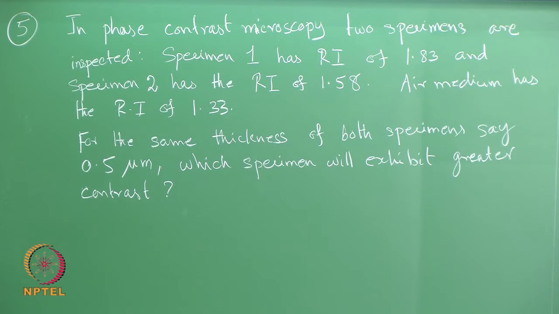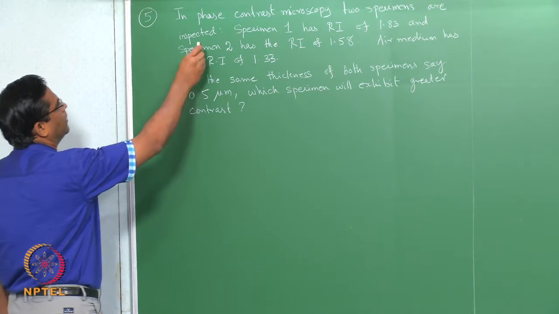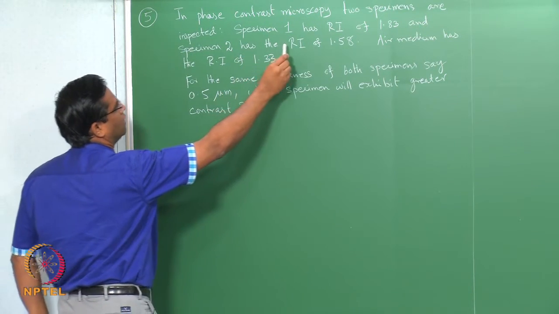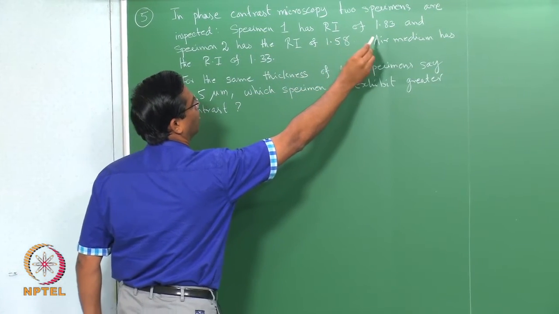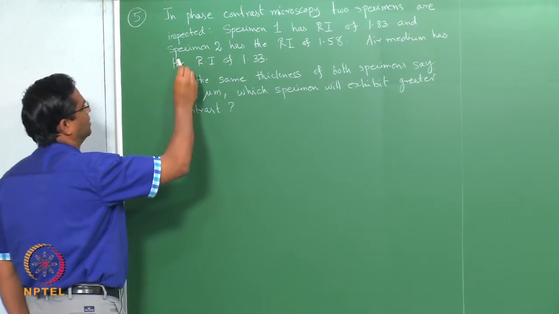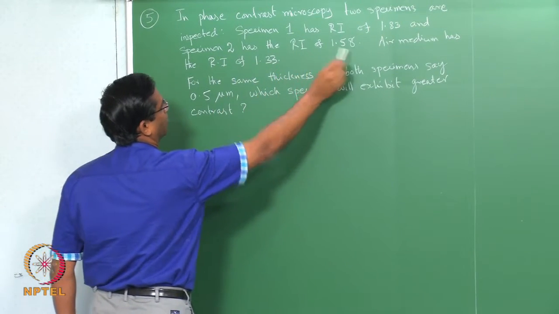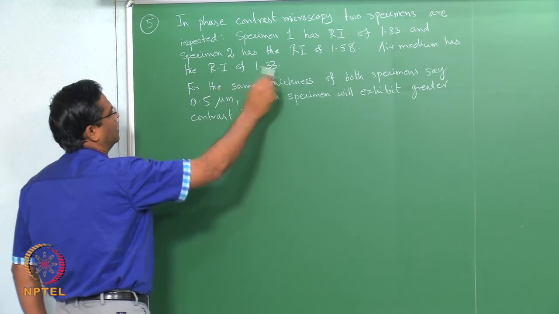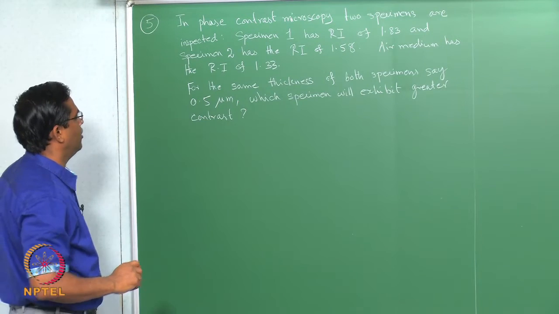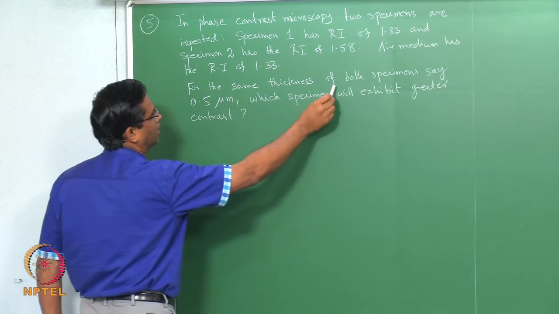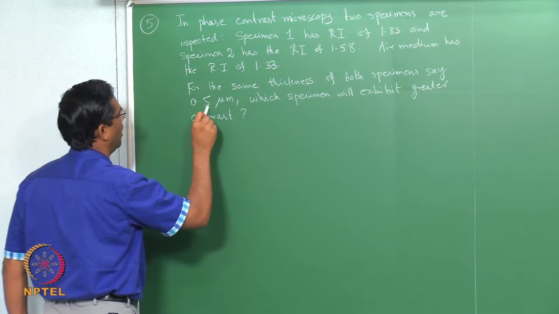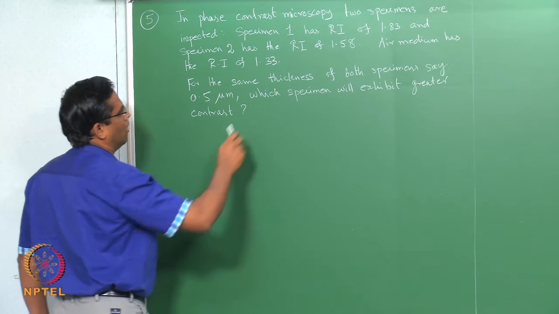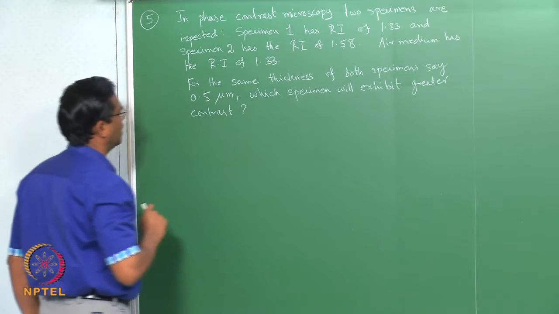So, this problem is involving the phase contrast microscopy principle. In a phase contrast microscopy, two specimens are inspected. Specimen 1 has the refractive index of 1.83 and the specimen 2 has the refractive index of 1.58, and the air medium has the refractive index of 1.33. And if you assume that for the same thickness of both specimens, say about 0.5 micron, which specimen will exhibit greater contrast?